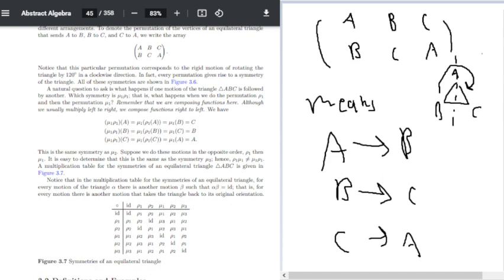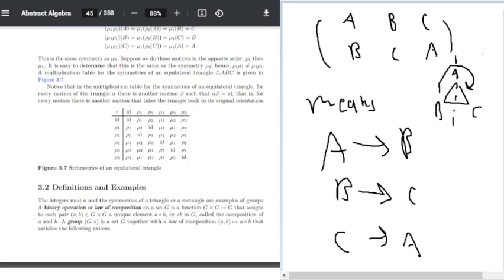A multiplication table for the symmetries of an equilateral triangle, ABC, is given in figure 3.7. Notice that in the multiplication table, for every motion of the triangle A, there is another motion B, such that AB is equal to the identity. That is, for every motion, there is another motion that takes the triangle back to its original orientation. So let's look for that specifically.